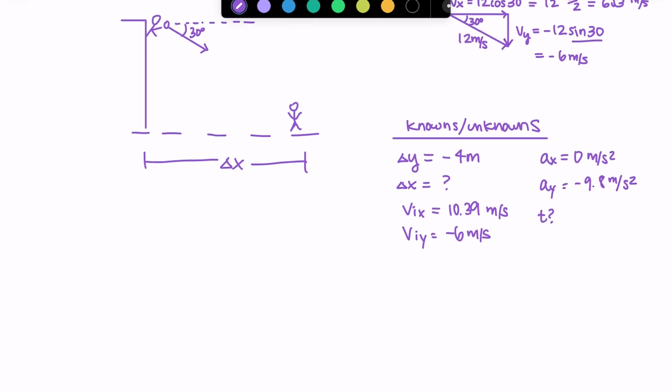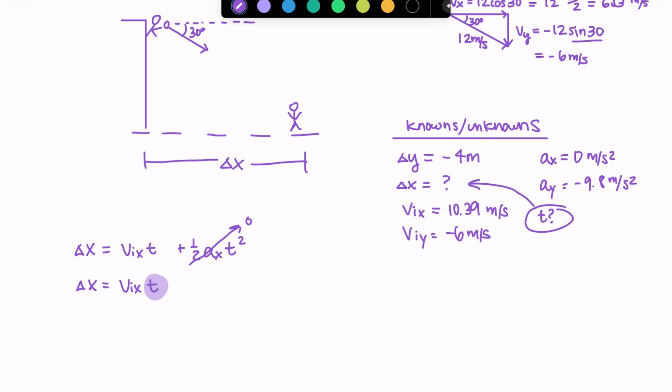Notice that there's no v finals here. So the equation we're going to want to use is delta x equals vixt plus 1/2 axt squared. Ax is 0. Since we're trying to find delta x, we already know what Vix is. That just means t is a variable that we're going to have to figure out. So let's figure out t first, then we'll use that to figure out delta x.